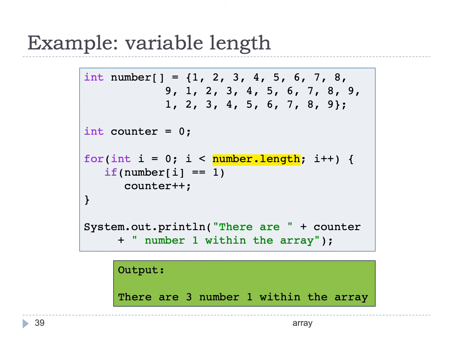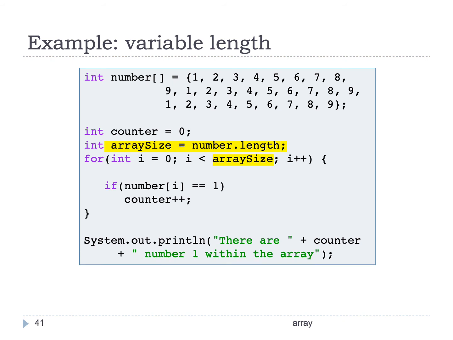If it is, it will increment the value of count. Then increase the index number, so the index number i becomes 1. It keeps on looping until i becomes 27, and then it will exit the for loop. If you run this code, the output that you will get is it will display there are 3 number 1 within the array because it has checked all the components within this array.